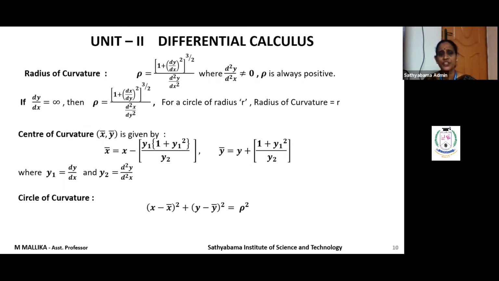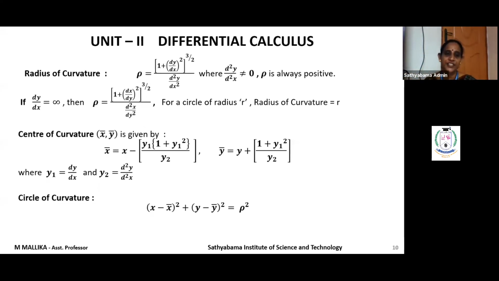And then one small tip regarding this radius of curvature is, if the given equation is a circle of radius r, then the radius of curvature is equal to r. You need not calculate that. Directly you can give the answer as r. So this you can expect in the 2 marks question. So after finishing radius of curvature, we will go on to center of curvature.